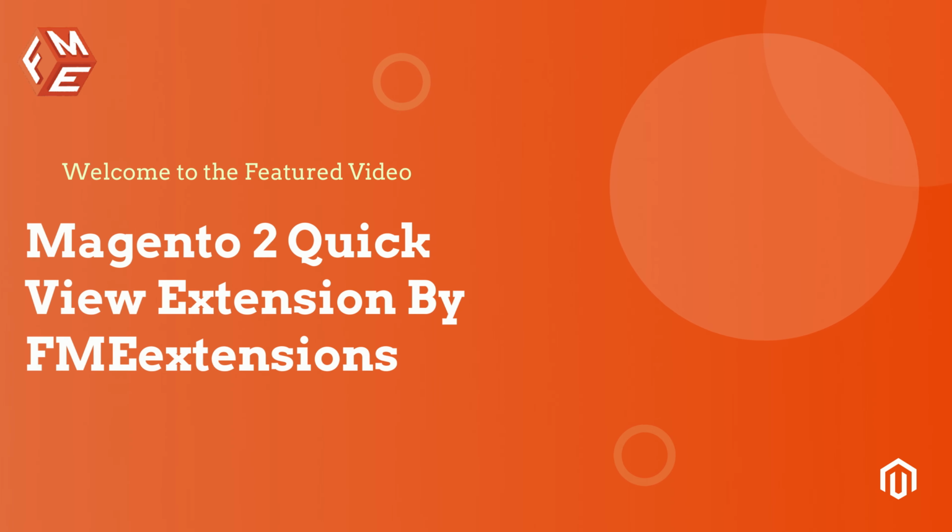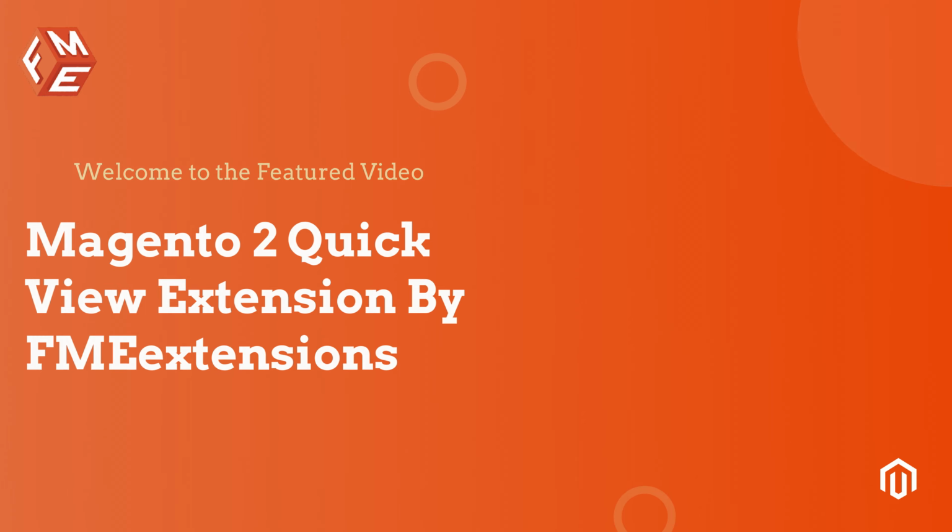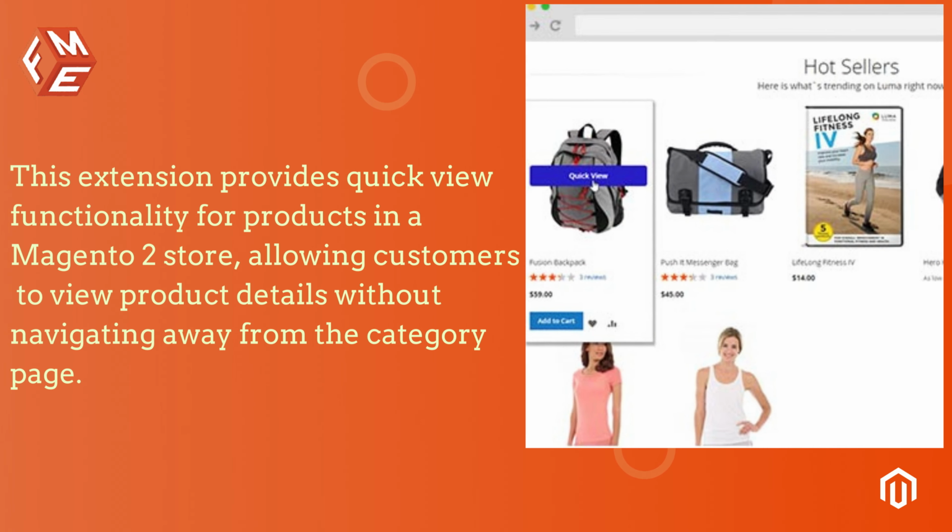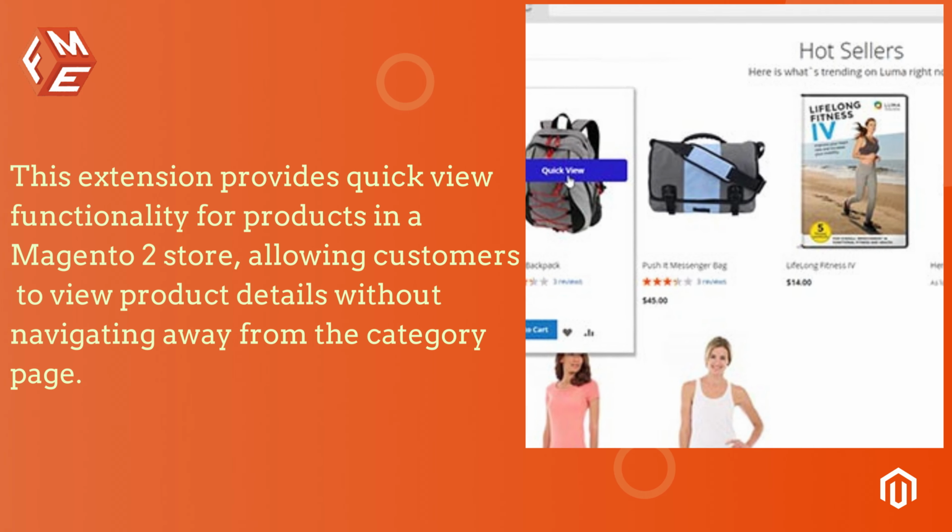Welcome to the featured video of Magento 2 Quick View Extension by FMEextensions. This extension provides quick view functionality for products in a Magento 2 store, allowing customers to view product details without navigating away from the category page. It enhances the user experience by reducing the steps required for customers to access essential information about a product.